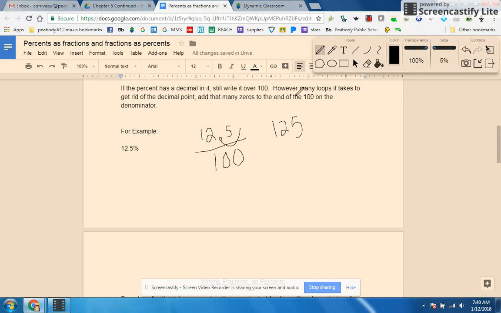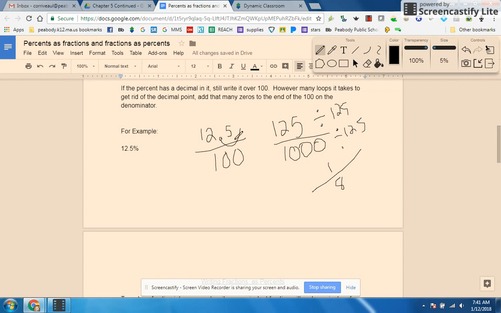So now you count however many loops it takes to get rid of the decimal point, which is 1, and you add that many zeros to the denominator. So since it took us 1 loop to get it to the right, I'm going to add 1 zero to the denominator. And then I can simplify these. Okay, so I'm going to try to figure out the biggest number I can divide them both by, which I believe is 125. Yep, so I can divide these both by 125. Okay, so when I do that, 125 divided by 125 is 1. 1,000 divided by 125 is 8. So 12.5% is the same thing as 1/8.